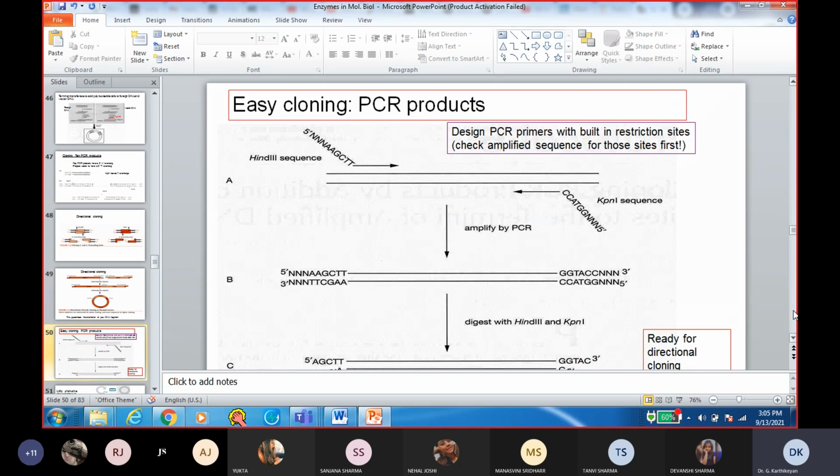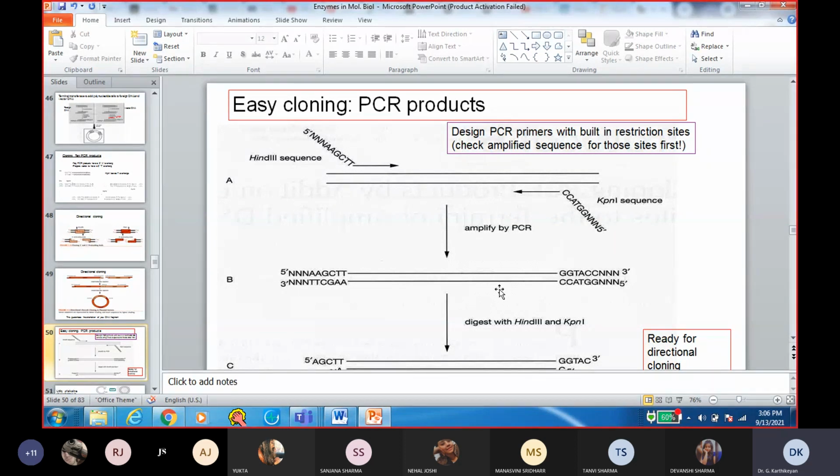When you do your PCR product, you can simply do one thing. You can have PCR primers in which you incorporate known recognition sequences. As long as those recognition sequences are not in the PCR product, you can design PCR primers with inbuilt restriction sites. For example, in this case, they've included AAGCTT, which is the recognition sequence for HindIII, and GGTACC for KpnI. These are two different restriction enzymes.